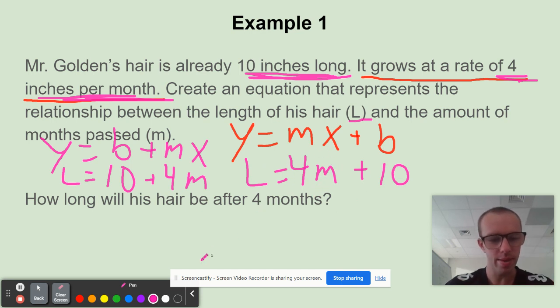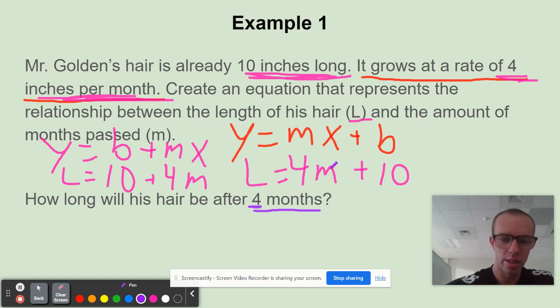So the second question asks us to use that model to figure something out about the real world. It says, how long will his hair be after 4 months? I don't have a ton of space here, so I'm going to try to write small. Well, variables represent unknown. So this m right here is representing an unknown amount of months. But now I do know the amount of months. It's 4. And so I don't need a variable to represent this. I can replace it. So I can rewrite this equation as L equals 4 times 4 plus 10.